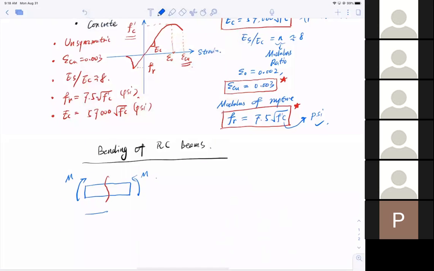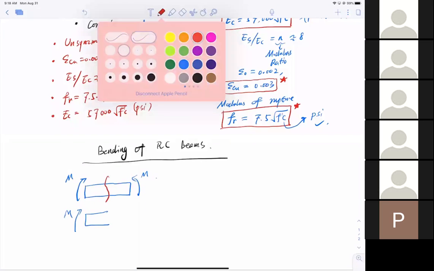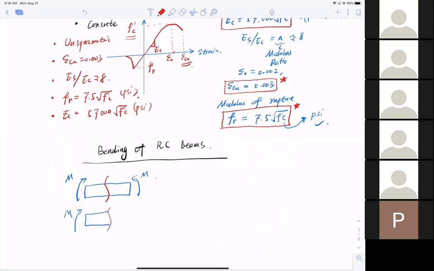And then from the left-hand side, I see a bending moment here. And since this is cut, what will be the moment at this cross section here?